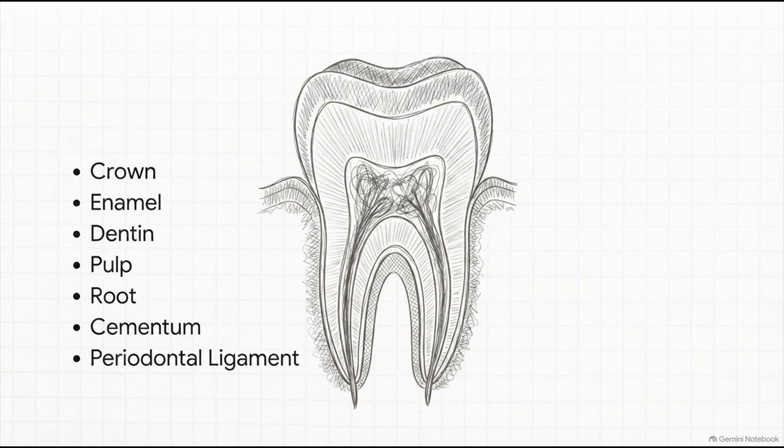We have the visible crown, shielded by the ultra-hard enamel. Beneath that is the softer dentin, which surrounds the vital, nerve-filled pulp. Then, dropping below the gums, we have the root, anchoring into the jaw, covered by the attaching cementum, and finally stabilized by the shock-absorbing periodontal ligament. Memorize these 7, and you are well on your way.